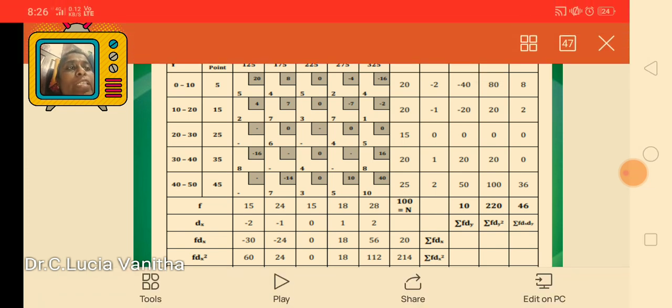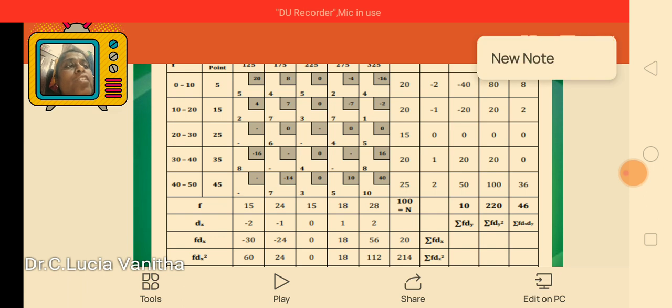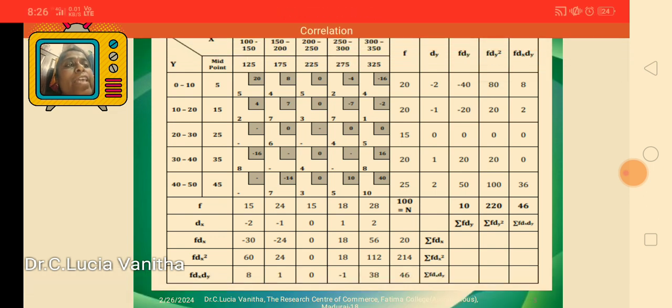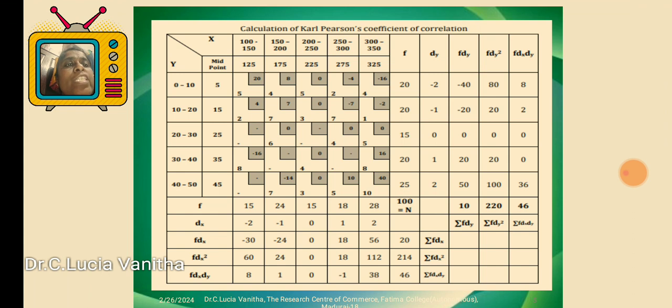Now you have to add what is in the grade box. That will be your f dx dy. That is 20 plus 8 plus 0 minus 4 minus 16, that is 8. Similarly, you have to calculate for all of these, for this side and that side also. Your sigma f dx dy on this side and on that side will be equal. See, 46 this side and 46 this side. This way you will calculate.